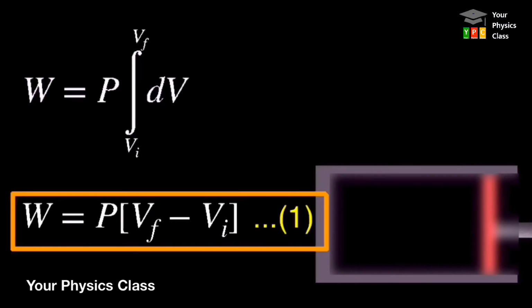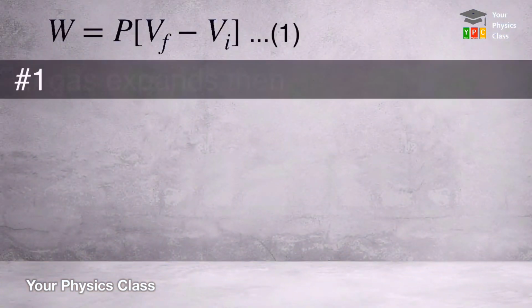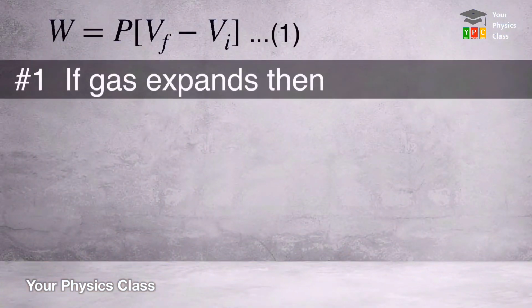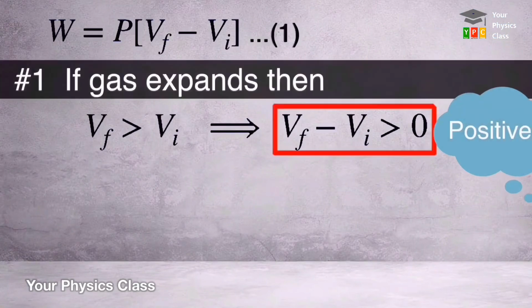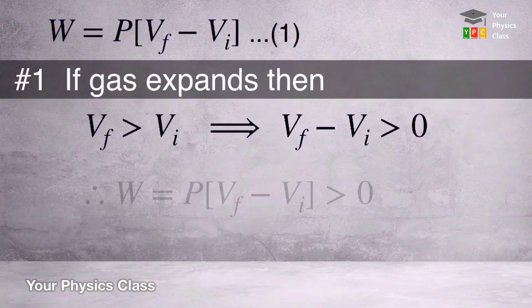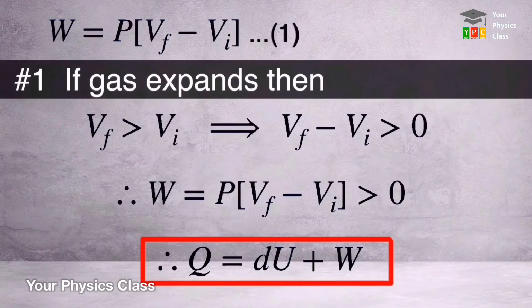Now this result reveals many other facts about this process. If the gas expands by heating, then Vf is greater than Vi, which implies Vf minus Vi is greater than 0. Since the change is positive, therefore work done is positive. Thus, according to the first law of thermodynamics, Q equals dU plus W.